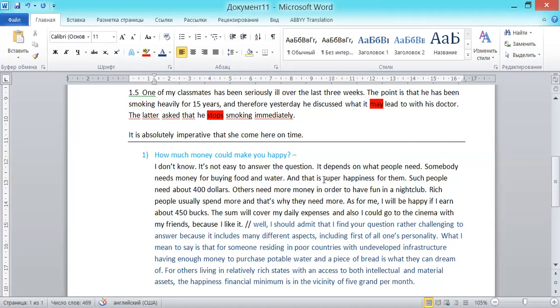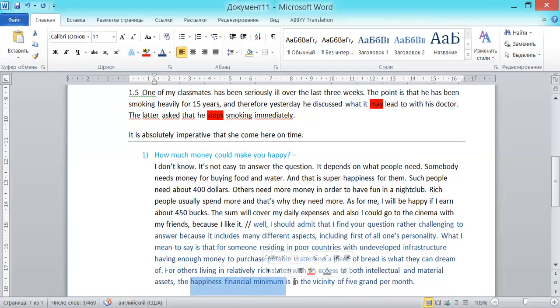Let's take a look at this sentence. Where's the beginning? For others living in relatively rich states. So grammatically, it's okay because I'm using the possible one construction. Okay. What is good here? An access to, an excess. Then I use the construction both and. Then I'm using the word assets. And this application is good. Happiness financial minimum.